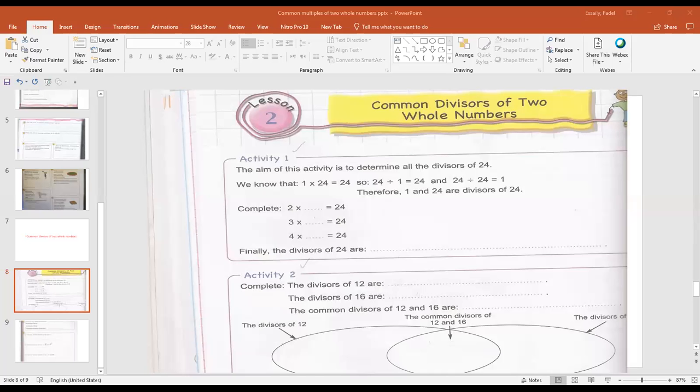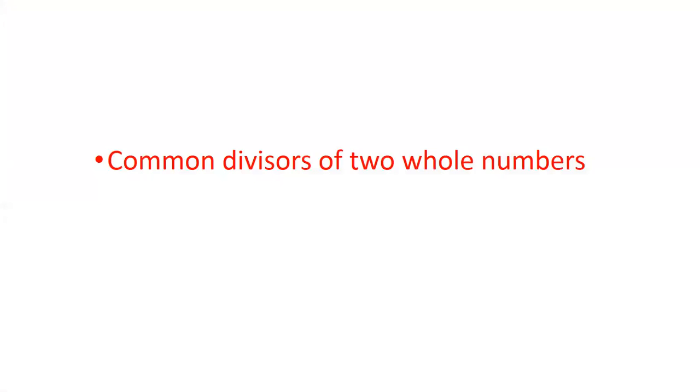Let's start our new lesson. It's about the common divisor of two whole numbers. How do we find the divisor of any number, and how do we find the common divisors of two whole numbers? First of all, before I start, what do I mean by divisors? How do we find the divisor of any number?